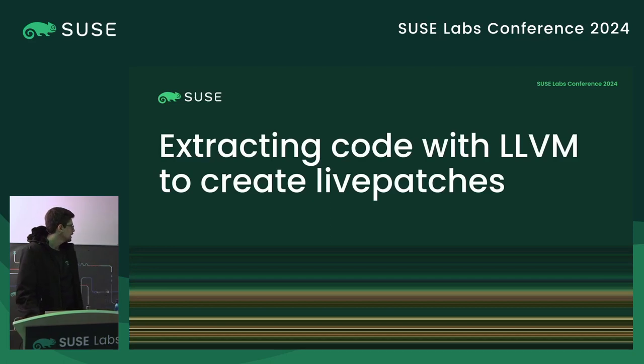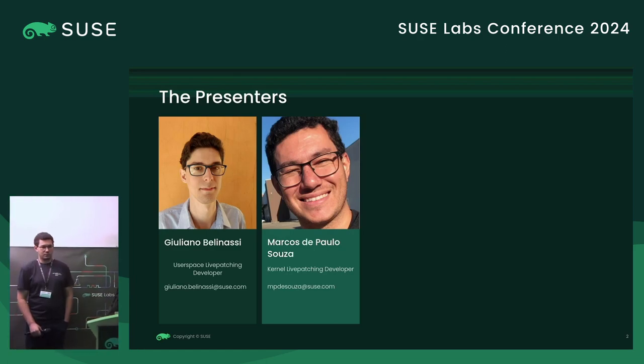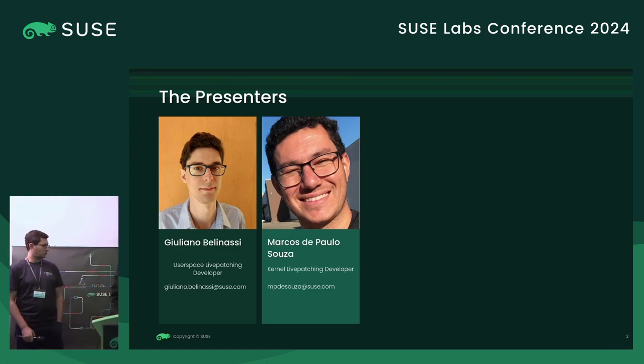Hello, I am Giuliano. I am going to present how we use the LLVM infrastructure, mainly clang, to extract code from projects to create live patches. My name is Giuliano. I am the user space live patching developer. He is Marcos. He is working on the kernel live patching team.